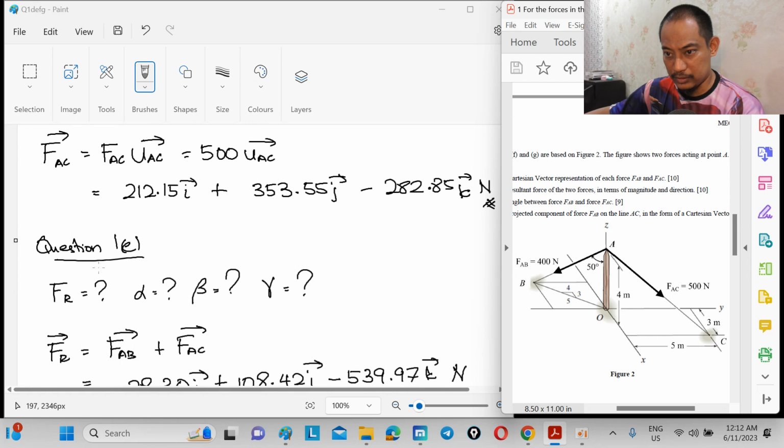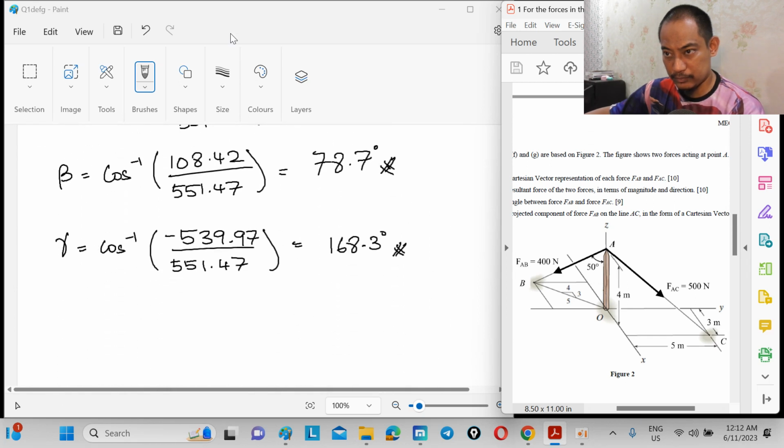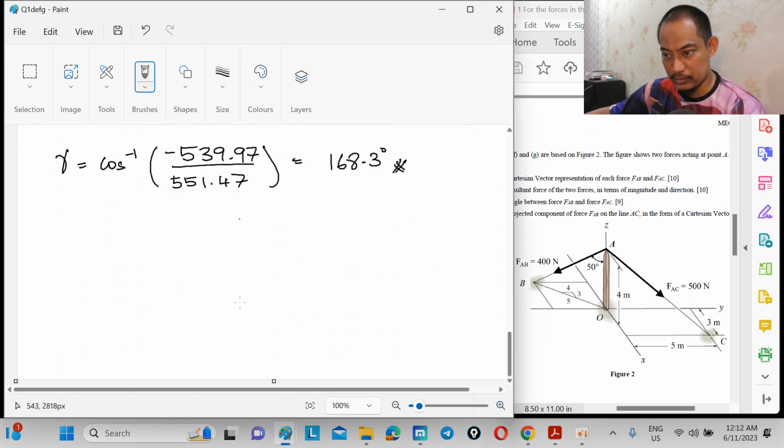Now we need to find the angle, so 1F, right? Is it the end already? Okay, we need more space then.